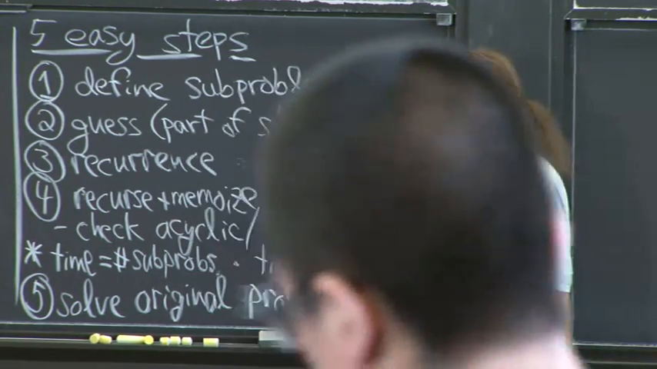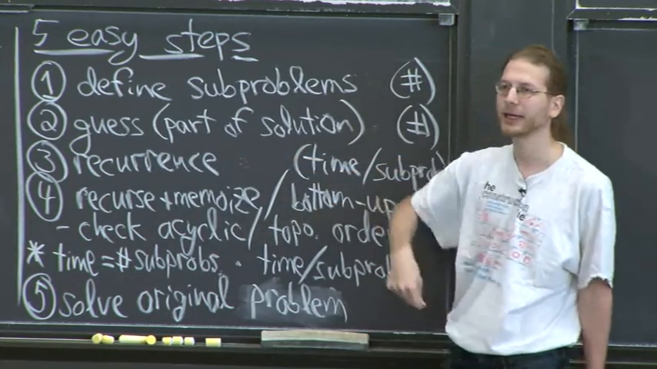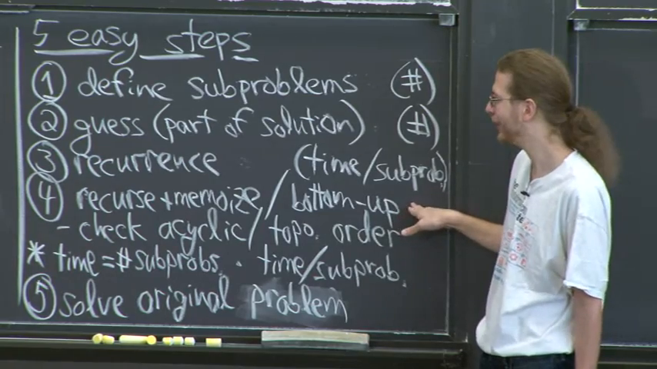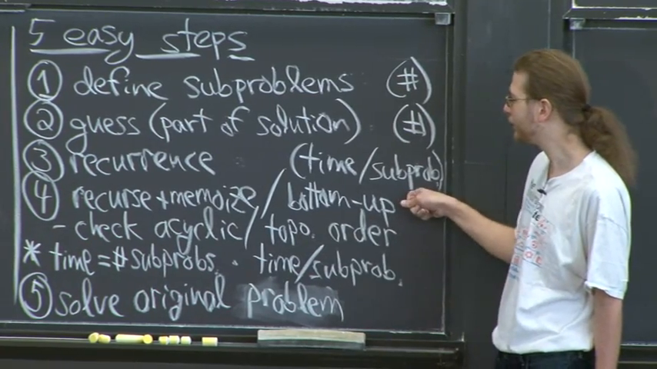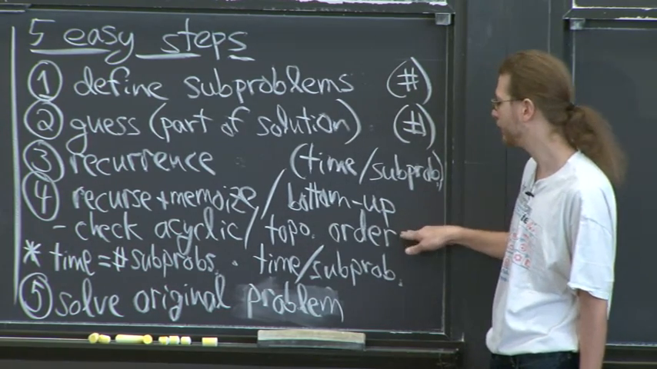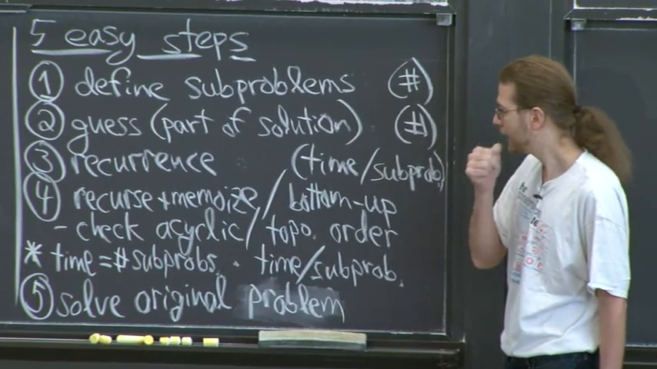And you need to check that this recurrence is acyclic, that you never end up depending on yourself. Otherwise, these will be infinite algorithms or incorrect algorithms. Either way is bad. For the bottom up, you'd really like to explicitly know a topological order on the subproblems. And that's usually pretty easy. But you've got to make sure that it's acyclic.